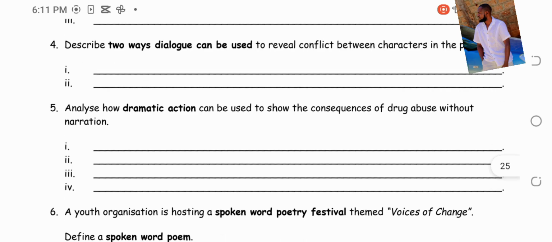Number 5. Analyze how dramatic actions can be used to show consequences of drug abuse without narration. Dramatic action, we say, shows consequences physically, characters suffering, visual conflict, and audience emotional impact. Without narrations, you can still display it through dramatic action.